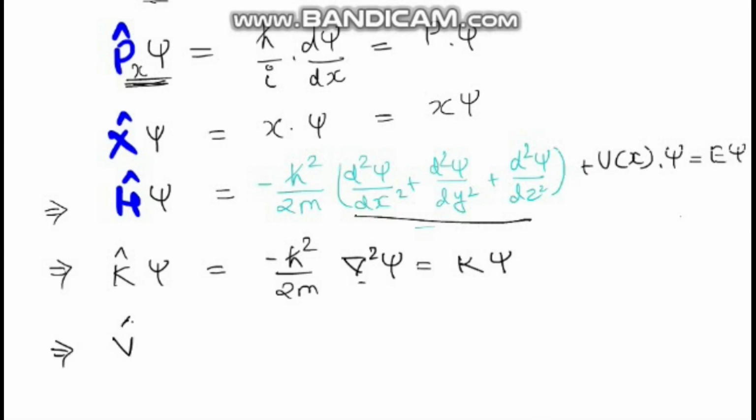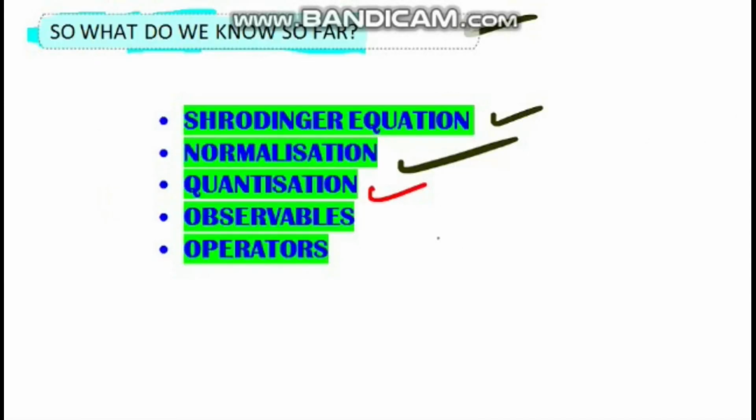How do you get potential energy? Well, you multiply by half k x square with psi, and that's all. So half k x square will be your potential energy, the V, and you get psi again. Simple. That's how you do it. Now you know what observables are and you know what operators are and how to use them.